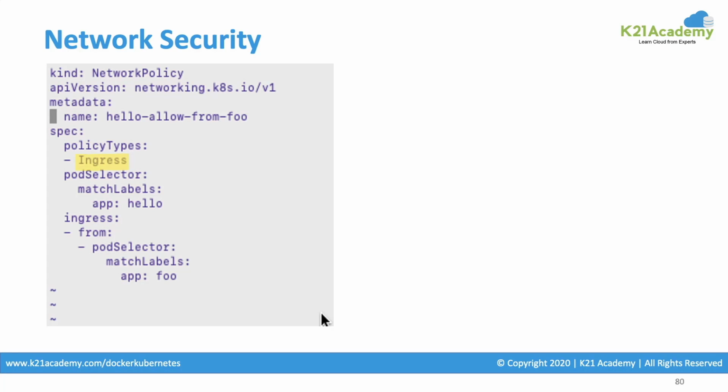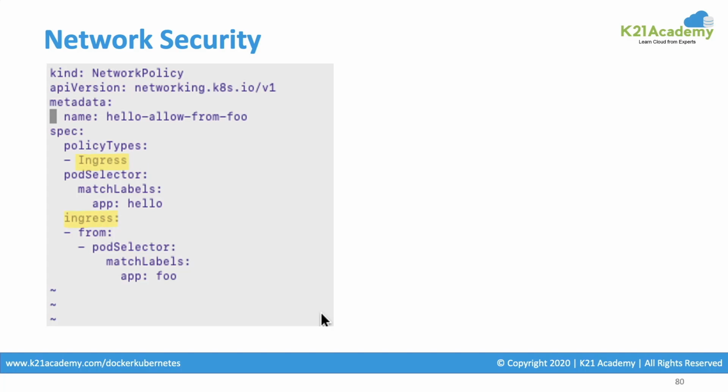And what is the policy? The ingress policy here specifies that I would allow traffic from pods which are labeled as app foo. So pods which are labeled as app foo can send traffic to pods which are labeled as app hello. App hello will not accept traffic from any other pod apart from pods which are labeled as app foo.